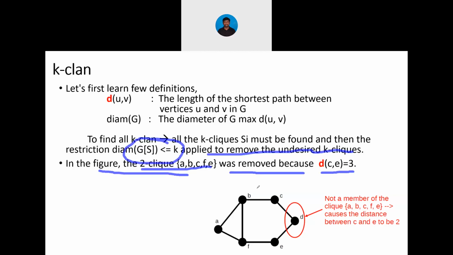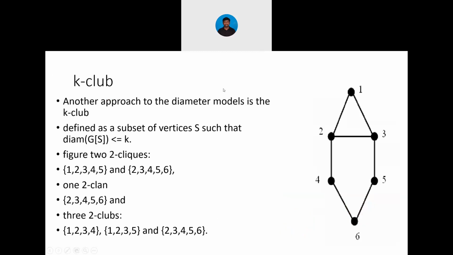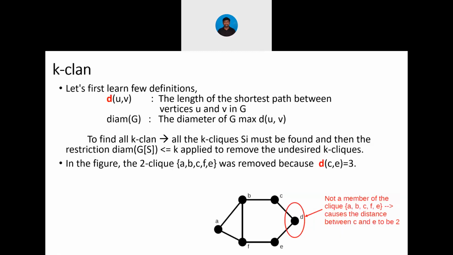It has been removed. Why have I removed this 2-clique? Because the distance of CE is nothing but 3. From C to E, I have to reach. How do I have to reach? It has to be reached via C, B. From C to B, the distance will be 1.